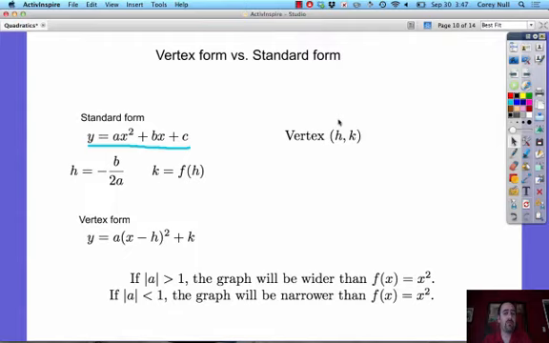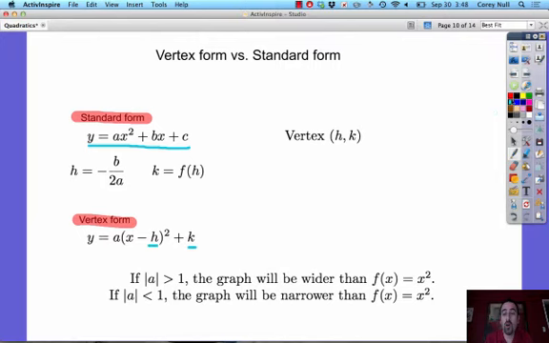Now there's another form of a parabola, and it's called vertex form. This is just what it sounds like. It's a form where it's easier to see the vertex. In standard form, it's hard to see the vertex. You can find it, but it's hard to see it. In vertex form, where it's easy to see the vertex, we have the exact same a here as we did in the standard form, so that number is going to be the same. But then the form says the vertex is at h, comma k, and it's right there.